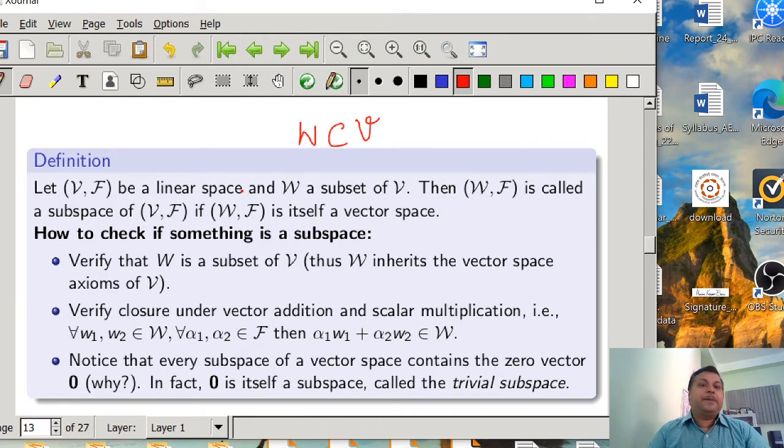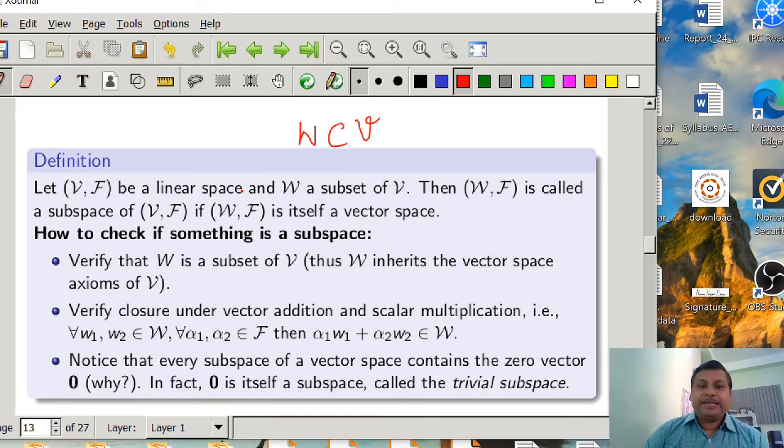So how to check if something is a subspace? Now verify that W is a subset of V, thus W inherits the vector space axioms of V. Verify closure under vector addition and scalar multiplication. That is, if you choose two vectors from the subset of vector space V, that is W1 and W2, and if you take two scalars, that is alpha1 and alpha2 from the field F, then alpha1 W1 plus alpha2 W2 must belong to that subspace W.